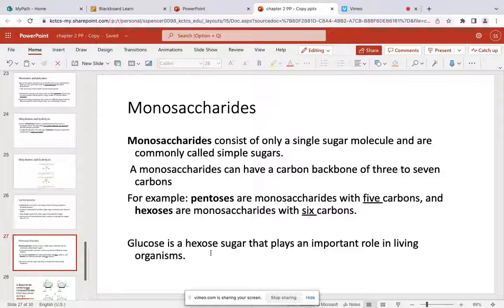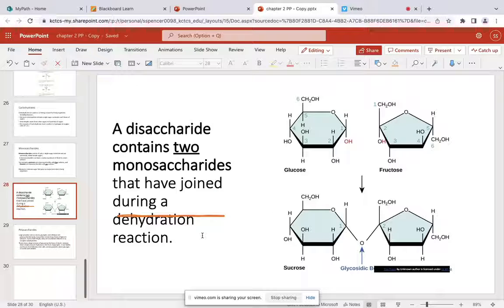So a disaccharide, di meaning 2, is 2 sugars joined together, 2 monosaccharides that have joined during a what? Remember, we talked about monomers becoming polymers, those subunits: dehydration reaction. And this is just an example of a disaccharide. We have sucrose here, and then you can clearly see this joining.